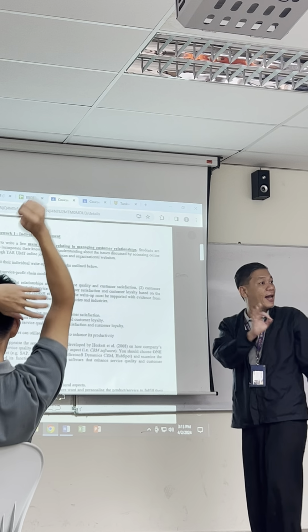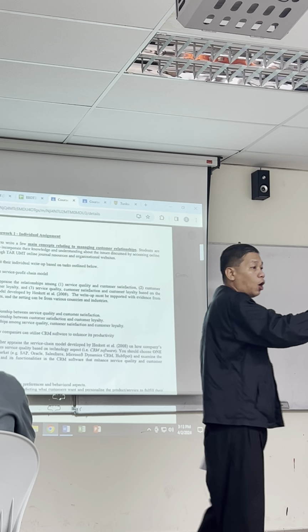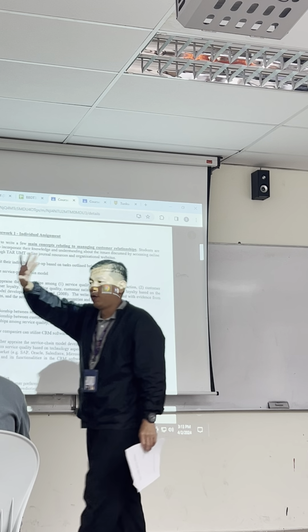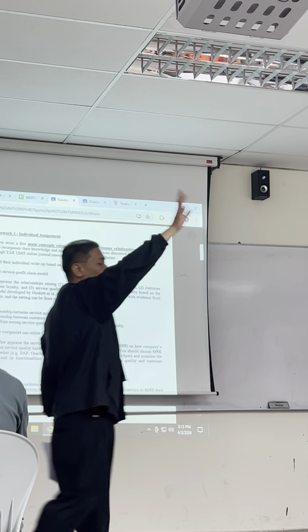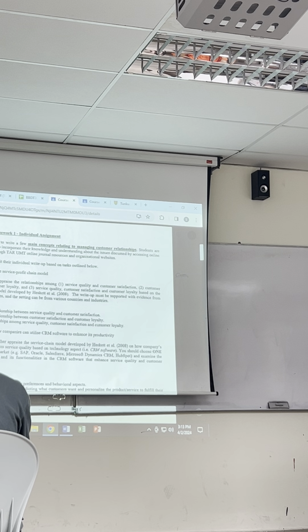Okay, we're done. Part 4, the conclusion. The conclusion also has 4 paragraphs. The first is an overview of CRM, then an overall view of the Hexcode model. The third paragraph is an overall view of the software. And the last is what you learned from this program. That's all.